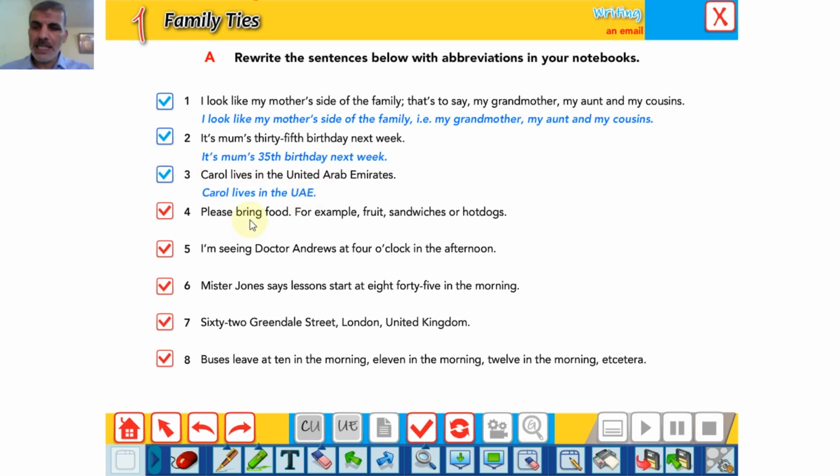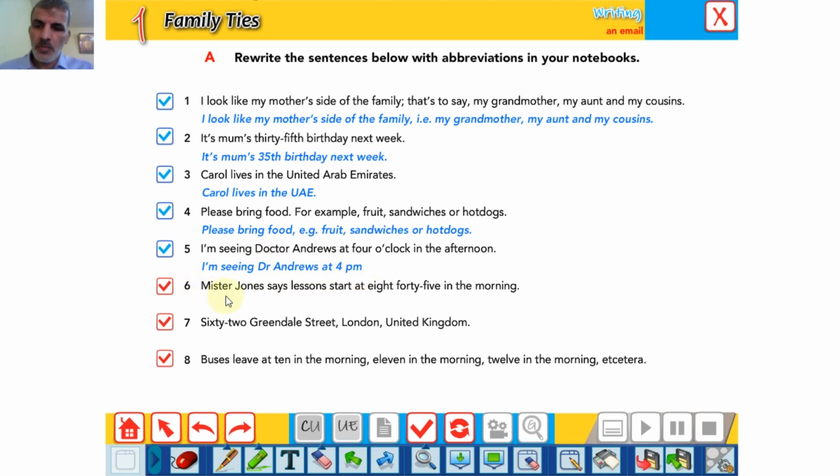For number 4, please bring food, for example, fruit, sandwiches, or hot dogs. Okay, so look at, for example, we change it into this abbreviation e.g. Number 5, I am seeing Dr. Andrews at 4 o'clock in the afternoon. So I need you now to use an abbreviation instead of doctor. Also 4 o'clock, the answer. Look at this, Dr. at 4 p.m., right?